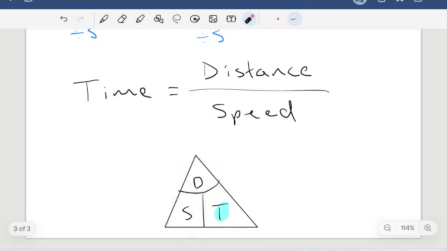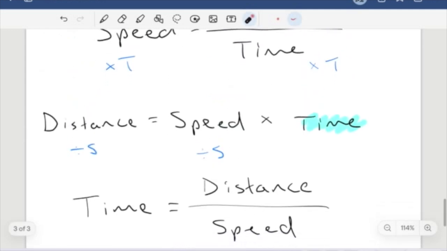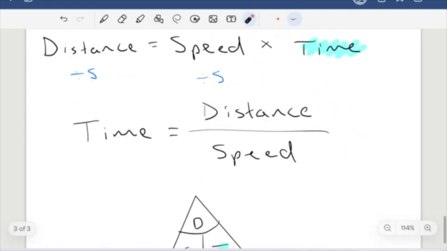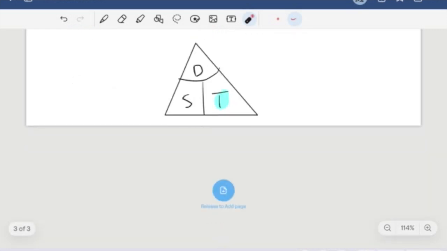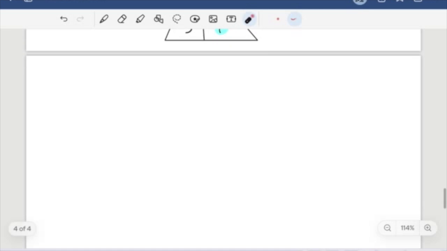So this is a way you guys can visualize this as well if you have trouble with manipulating the formulas like we've done up here. This triangle can be quite useful. Now, with all of that in mind, we are going to try our last couple of questions. So what are we up to? Question 4, I think. 3 or 4.